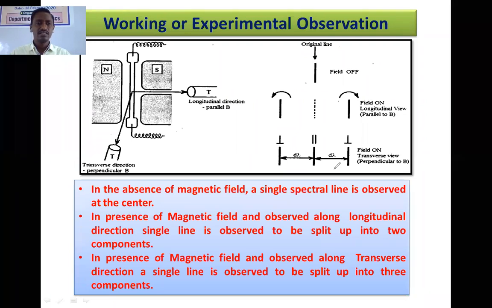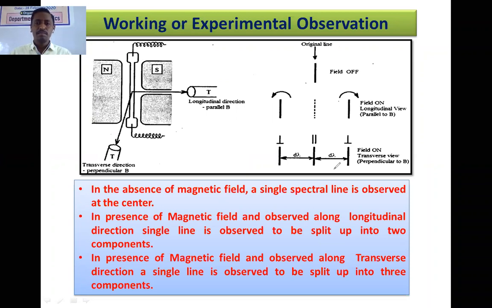In this case, all three spectral lines are plane polarized. The outer components, which are called sigma components, are plane polarized in a direction perpendicular to the direction of the magnetic field, and the central component, which is called the pi component, is plane polarized in the direction of the magnetic field. Here, all three components are plane polarized.